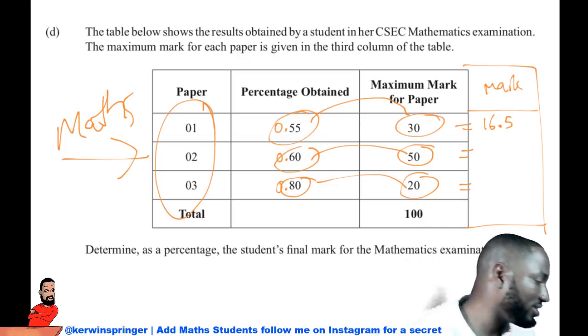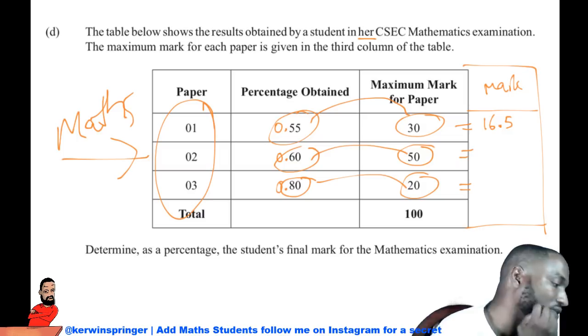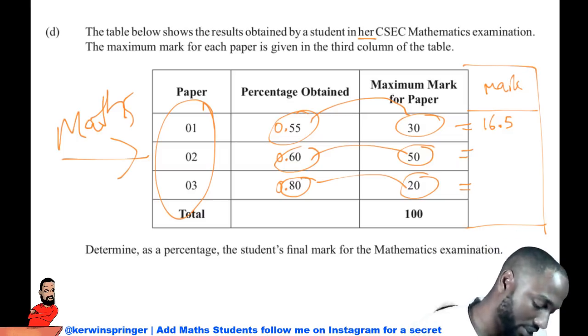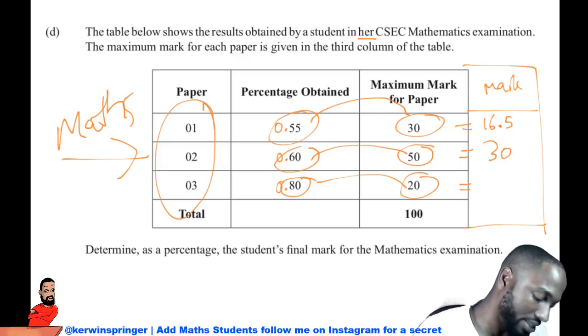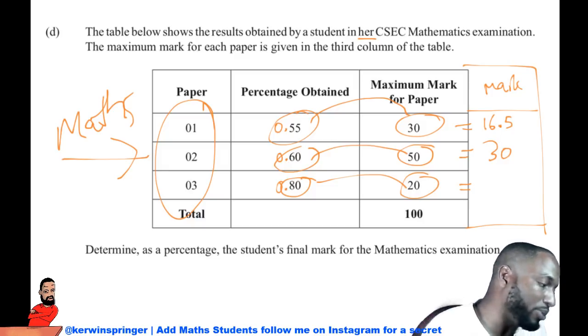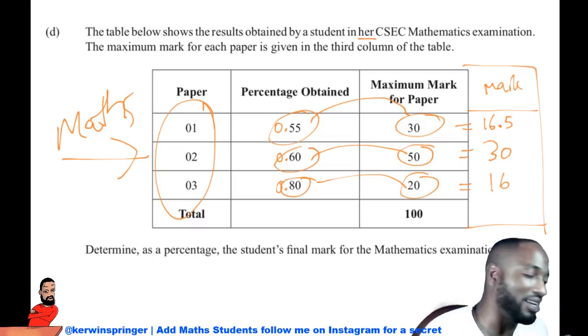Oh, in her maths exam. So 0.6 times 50 is 30, that's the mark they got there, and 0.8 times 20. So this is how people kind of figure out their mark a little bit.